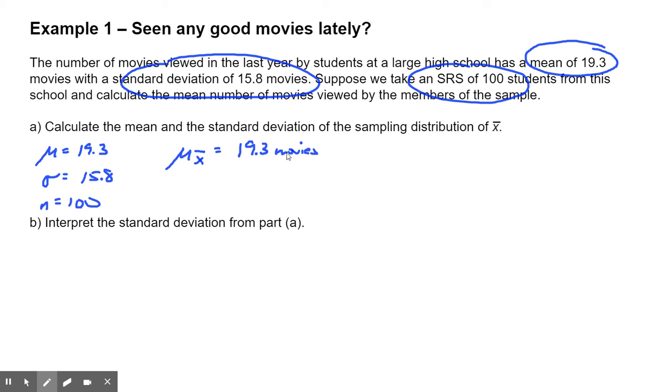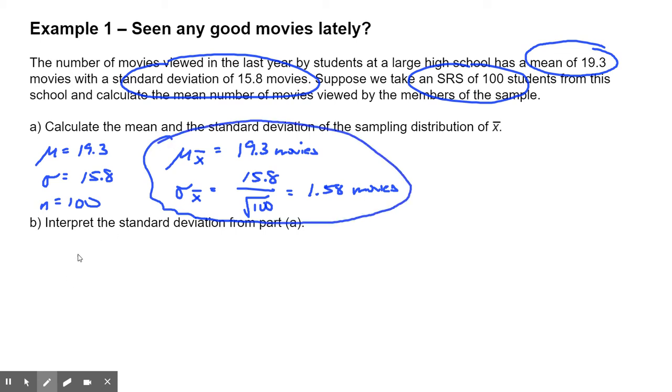These always have units, so make sure you include them. I'm going to be a stickler. Make sure you include units. And then the standard deviation for your sampling distribution of x bar is equal to the population standard deviation divided by the square root of n. I'm just going to do that in my calculator here: 15.8 divided by the square root of 100. That's 1.58 movies. Again, use your best judgment; 2 to 3 decimals would be fine, and that'd be movies. And there you go.